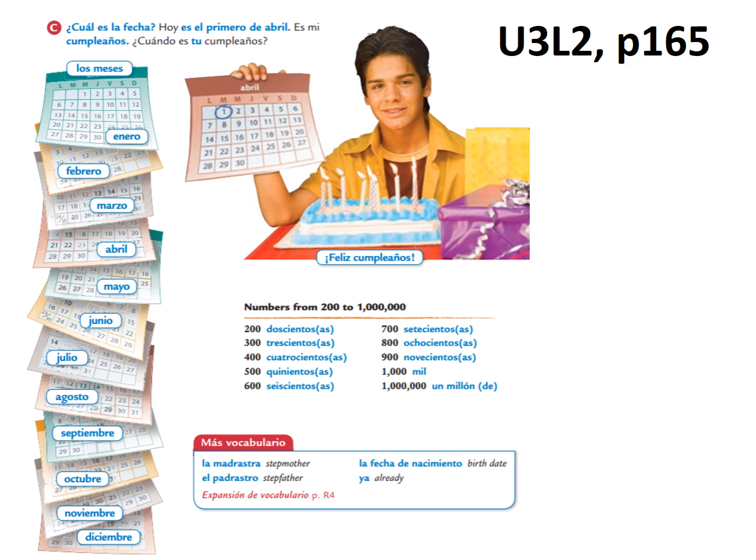200, 300, 400, 500, 600, 700, 800, 900, 1,000, 1,000,000, a million.